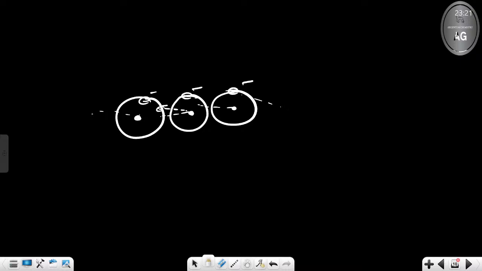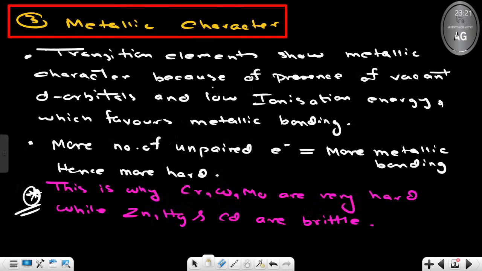Understood what is metallic bonding? It is not a very separate type of bonding. This type of bonding is called metallic bonding. So the more vacant d orbitals there are, the more metallic bonding will be formed. And if there is low IP, then also metallic bonding will be favored. Clear? Because the outer electron can be knocked off easily, na? So it can be pulled towards the other atom.